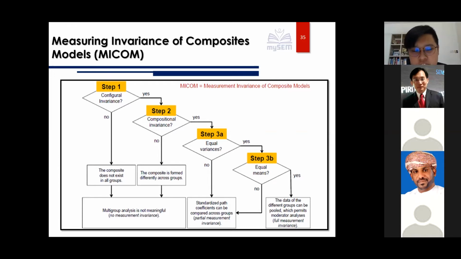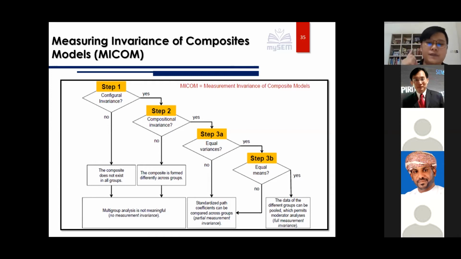When you say you achieve partial invariance, then you can move on with your technique called multi-group analysis. But it's best if you can fulfill more than that, if possible, equal variances as well as equal means. Okay, if you can do that, then you can pool data. Pooling data means you can actually perform the analysis better.